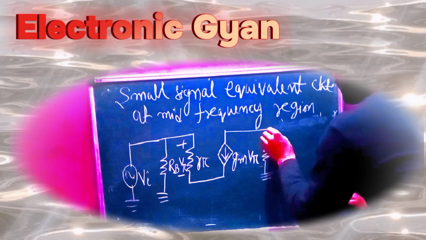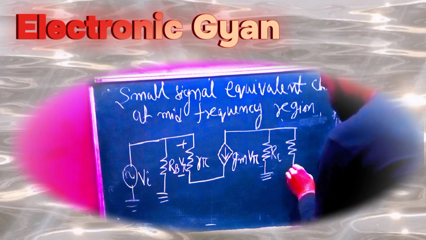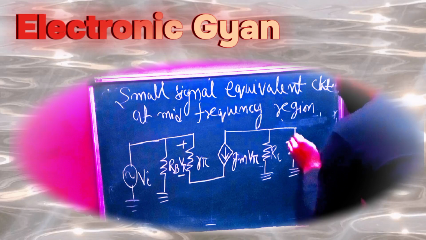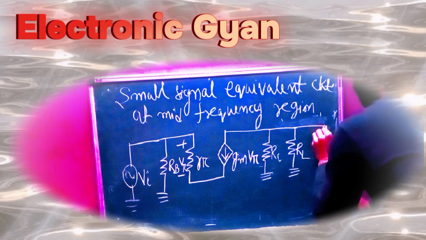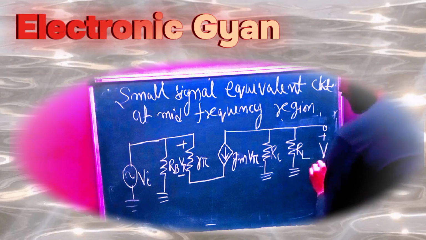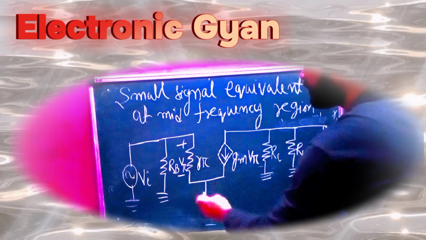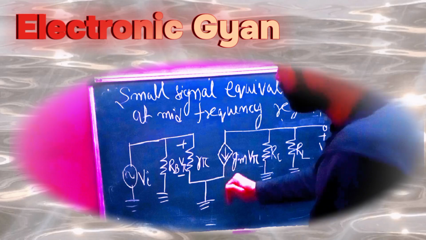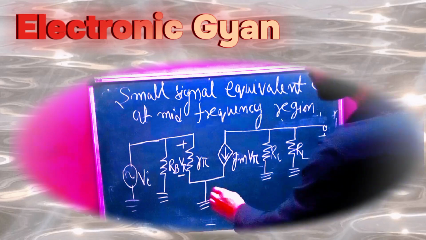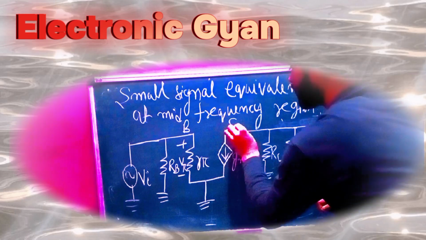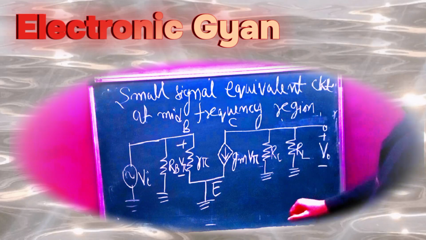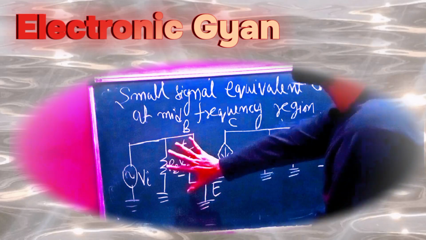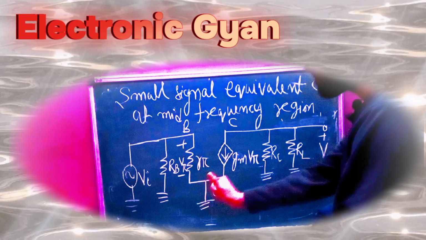Okay, so now see RC, then here is my parallel resistance RL, and here is my output V0, positive, negative. The emitter resistance will get bypassed by the bypass capacitance, short circuited. So this is my base terminal, here is my collector terminal, here is my emitter terminal. This is the small signal equivalent circuit for the common emitter amplifier.